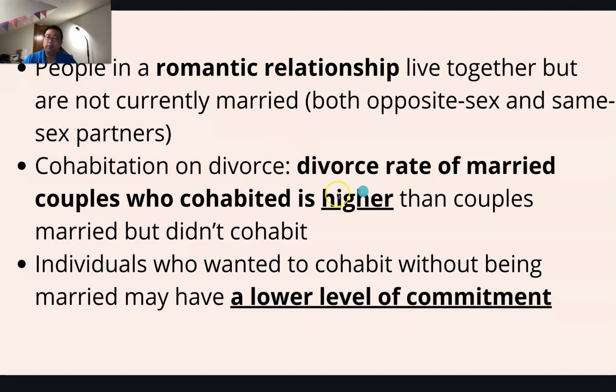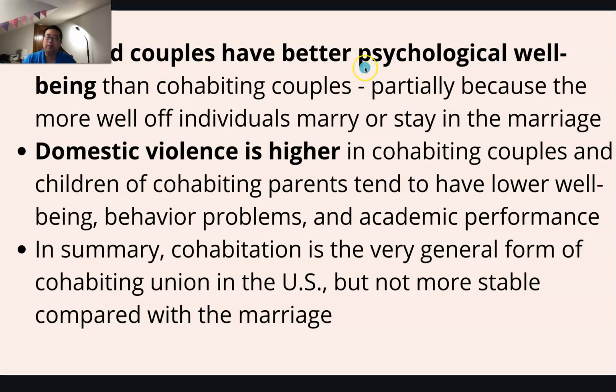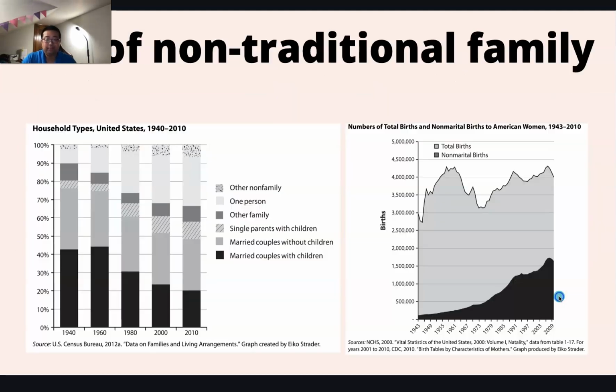Cohabitation and divorce: the divorce rate of married couples who cohabited is higher than that of couples who married but didn't cohabit. So those who started their marriage as cohabitation have higher divorce rates, which is very interesting. Alright, married couples have better psychological well-being. There are many findings in scholarly studies that married couples have more stable relationships. But this is not always true, because domestic violence and satisfaction levels in marriages and union formation are sometimes higher in cohabitations. So we cannot find a 100% true trend everywhere, but still we can see that there are many changes.